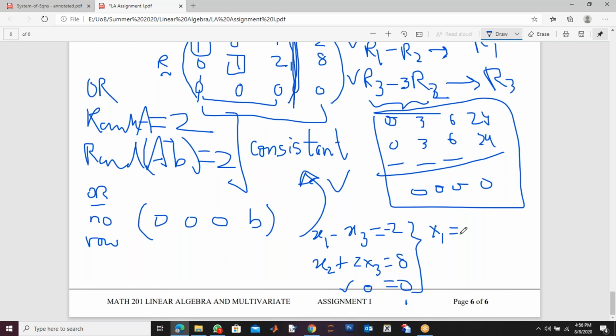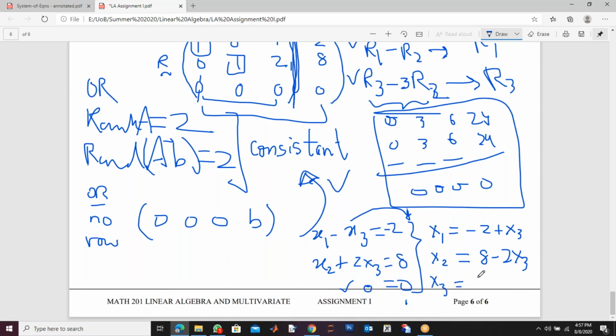So your x1 will become minus 2 plus x3. I brought x3. The variable which is free should be written on the right hand side. I brought it on the right. Similarly, from the second row, I got x2 equal to 8 minus 2x3. Again, you see the free variable comes on the right hand side, and I should write the solution for all three variables.